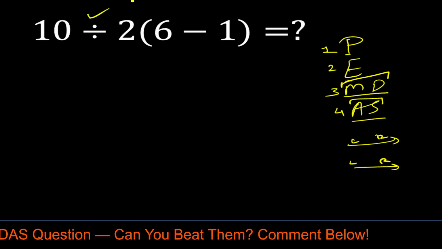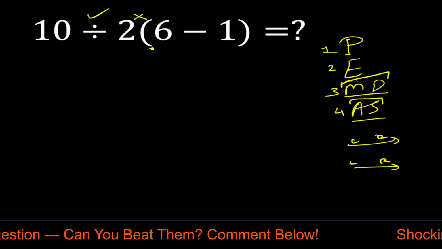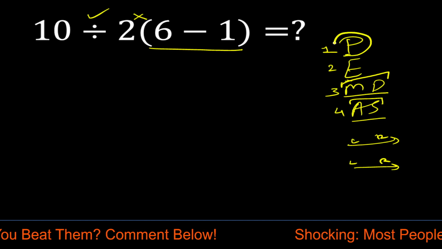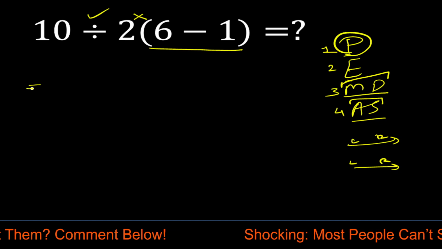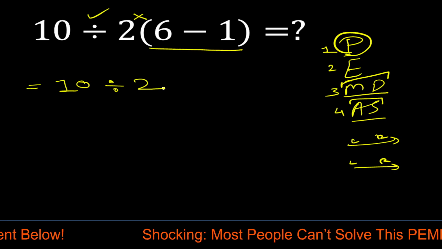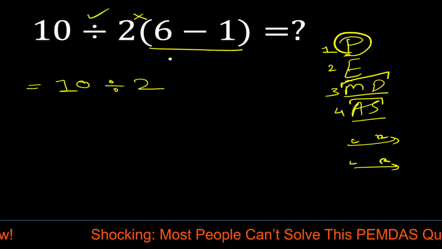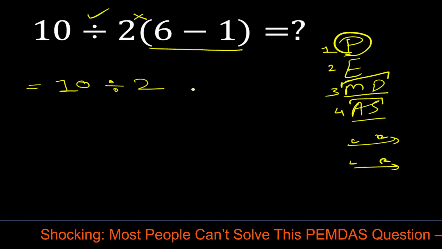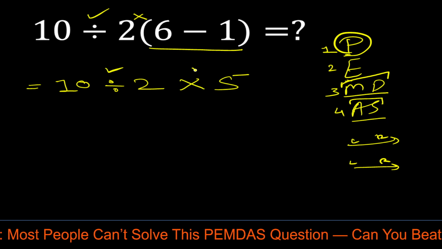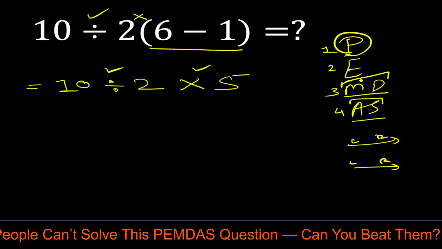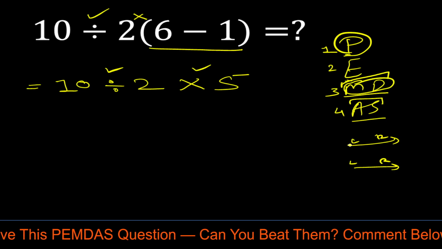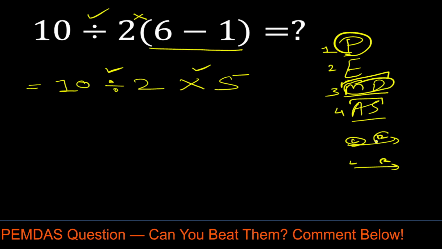So in this question here we have division, here multiplication and here parenthesis, right? So according to the PEMDAS rule, first we have to solve the parenthesis. So now 10 divided by 2. Now solve this parenthesis first. 6 minus 1 is equal to 5. So times 5, right? Now here we have division and here multiplication. So multiplication and division both have equal priority, so we have to solve it from left to right.